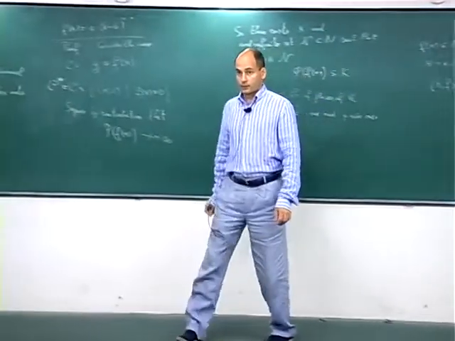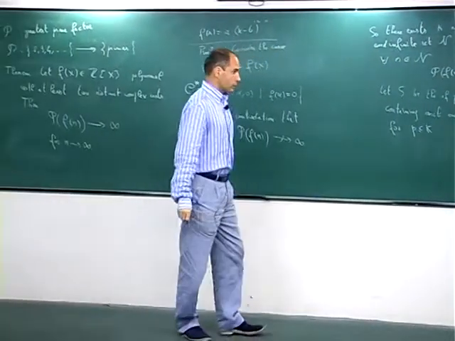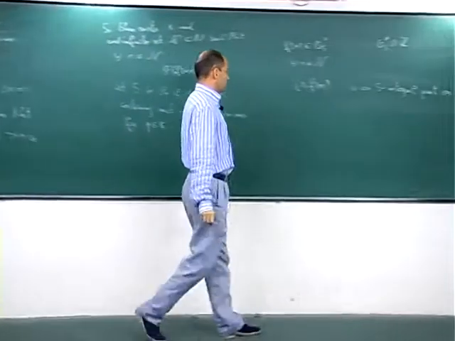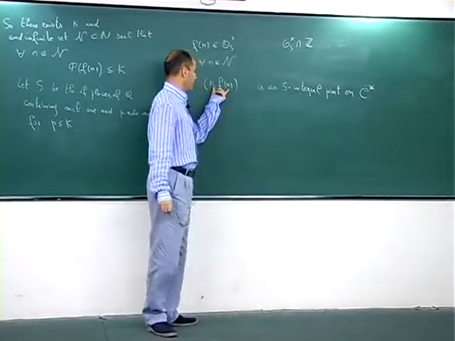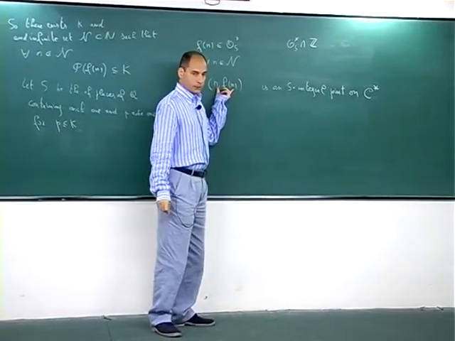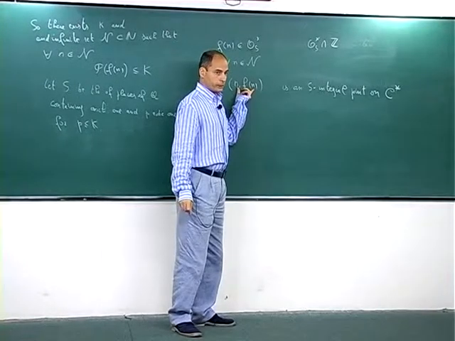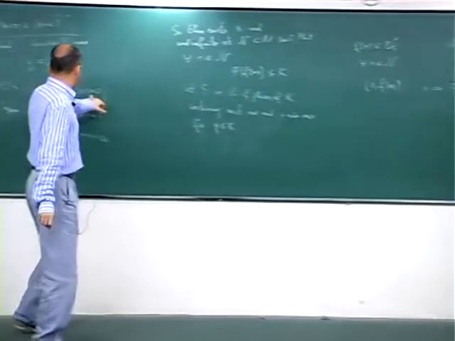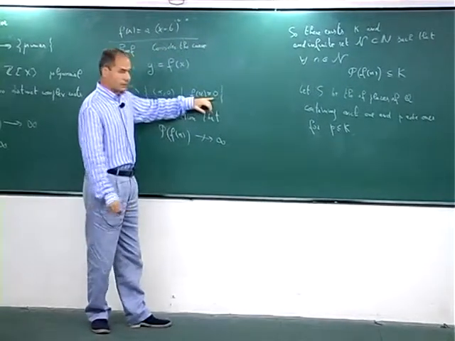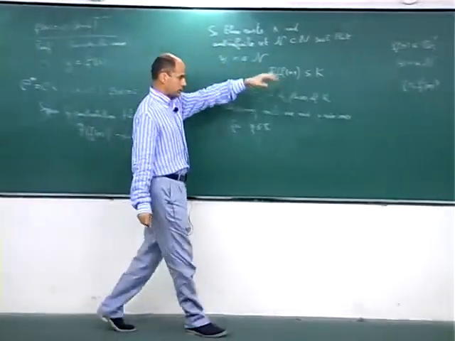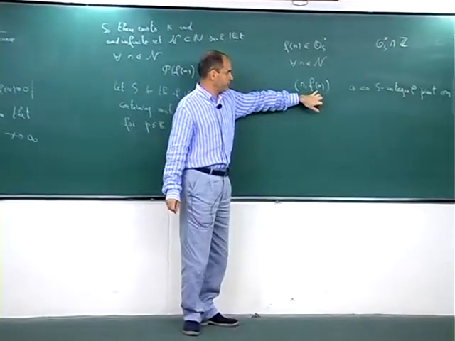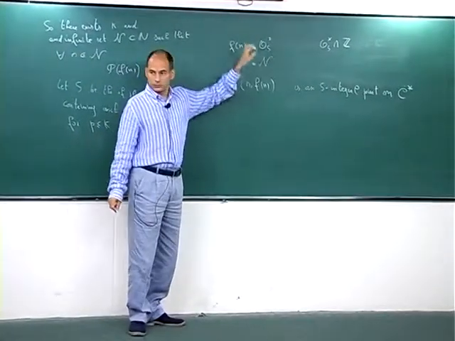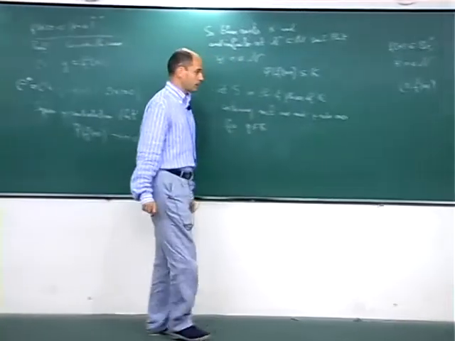Okay. And why? Because n and f of n are integer numbers, and moreover, f of n never reduces to 0 modulo any prime outside S, because the prime factors of f of n are all inside S.